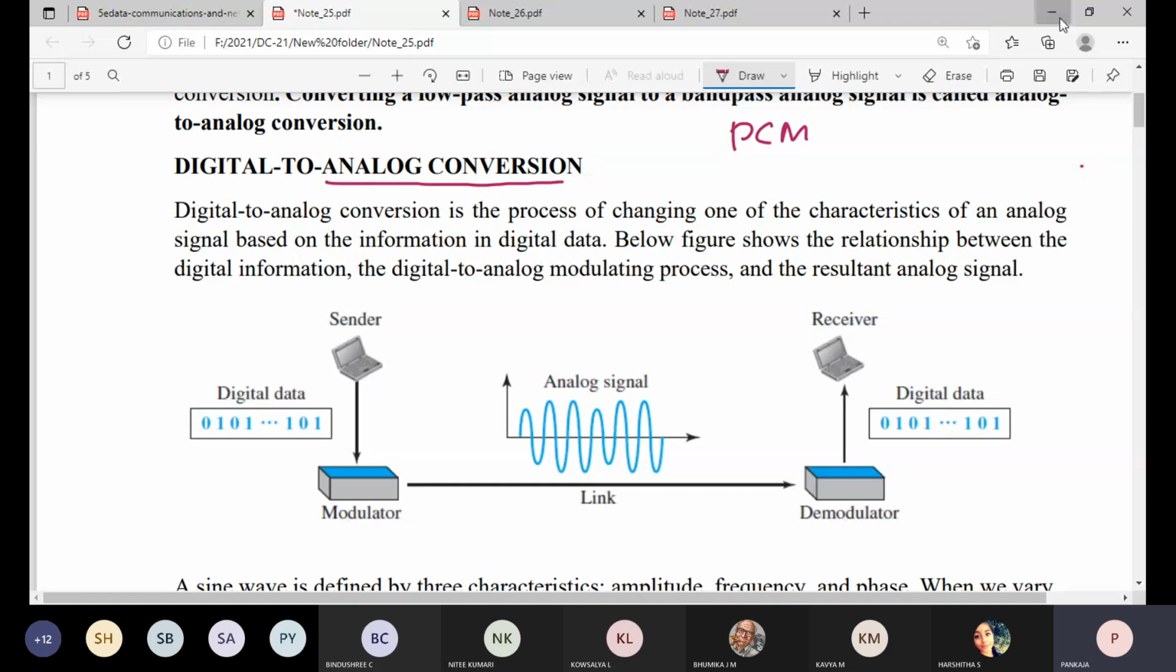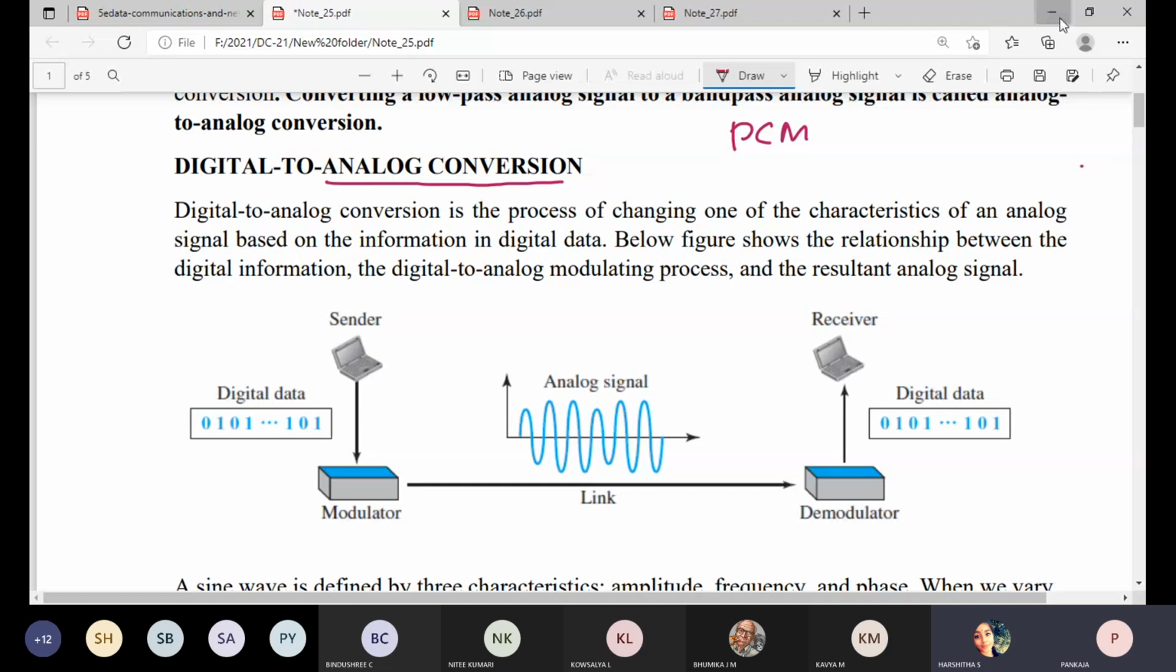Before you study this, you should know what amplitude is. The peak of the sine wave. If this is my sine wave, this peak voltage we call the amplitude of the signal. Frequency means, what is the frequency?